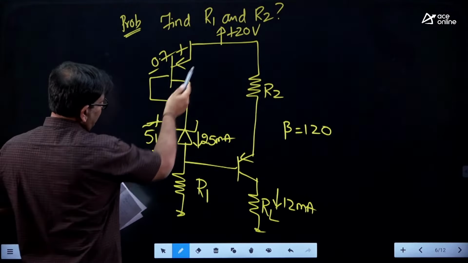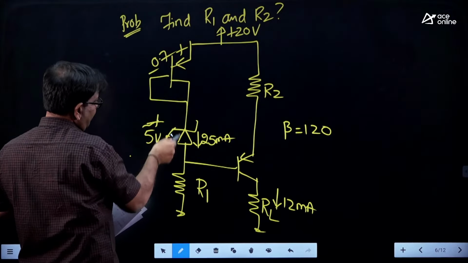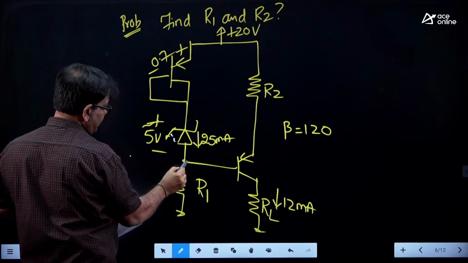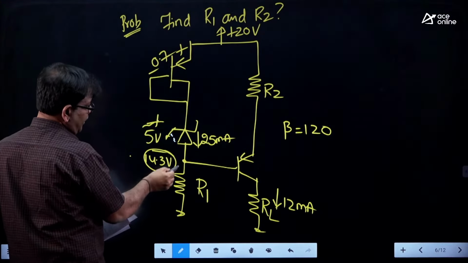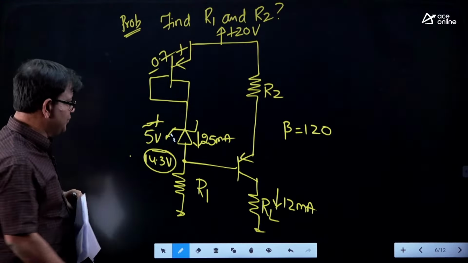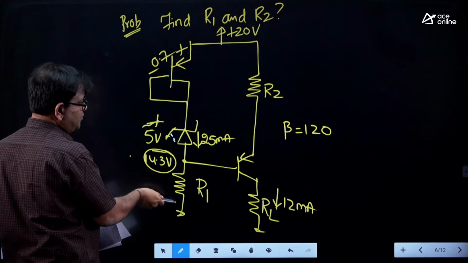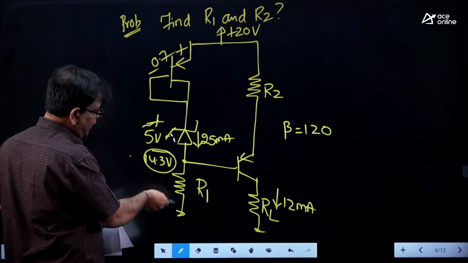So, now you can see 20, this is 0.7 and 5, 20 minus 5.7, this is going to be 14.3 volts. So, the voltage here is 14.3. Now, you can apply Ohm's law. Resistance is voltage by current, but how do you find the current here?